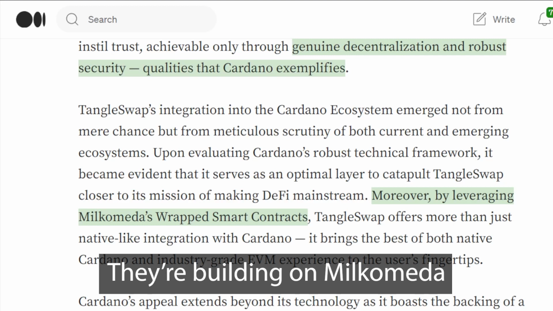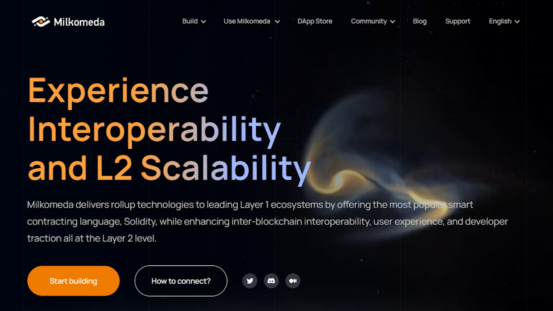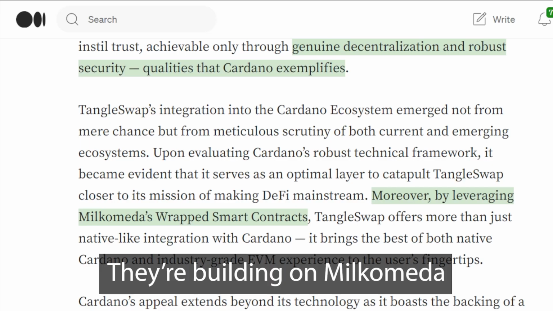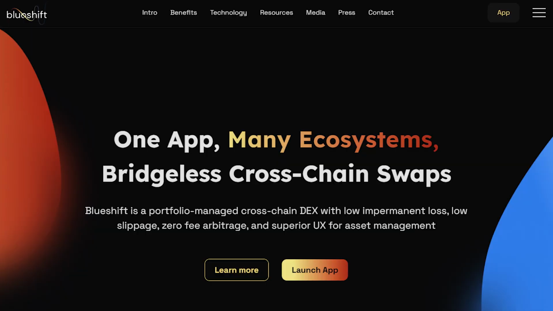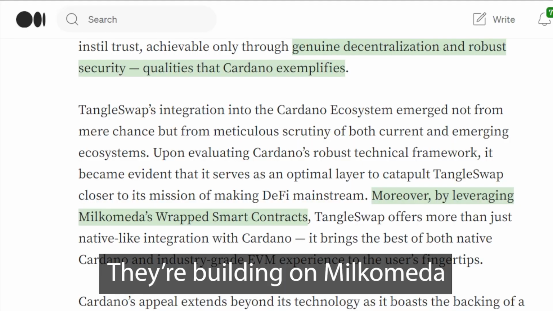Now, one of the other things to take note here is that they are taking advantage of Milkomeda's wrapped smart contracts. So because their solution is all EVM based, they can deploy on the Milkomeda network really easily and then give users on the Cardano blockchain that integrated experience using wrapped smart contracts. I know all about this. I've been working with Blueshift for the last month launching and going through the wrapped smart contract campaign, and I believe this is a really good integration for the Cardano ecosystem.